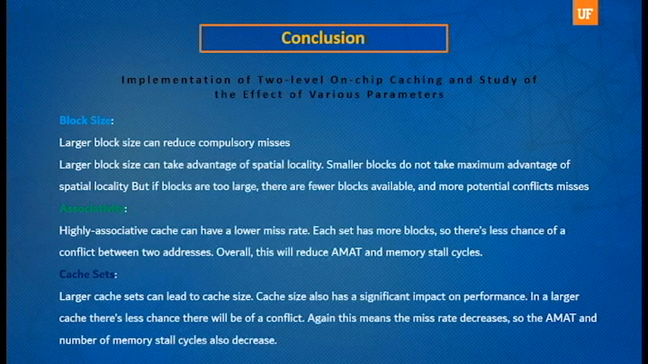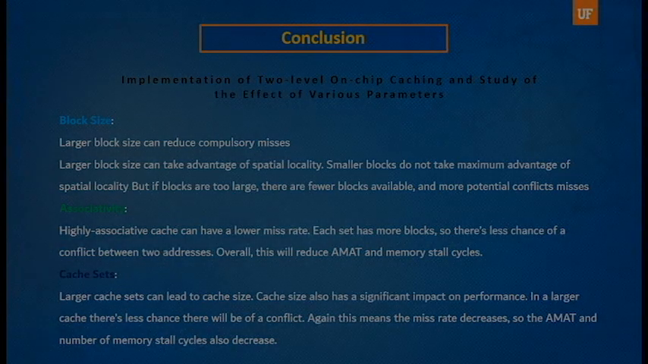Overall, this will reduce average memory access time and memory stall cycles. Larger cache sets can lead to larger cache size. Cache size also has a significant impact on performance. In a larger cache, there's less chance there will be a conflict. Again, this means the miss rate decreases, so the average memory access time and the number of memory stall cycles should also decrease.